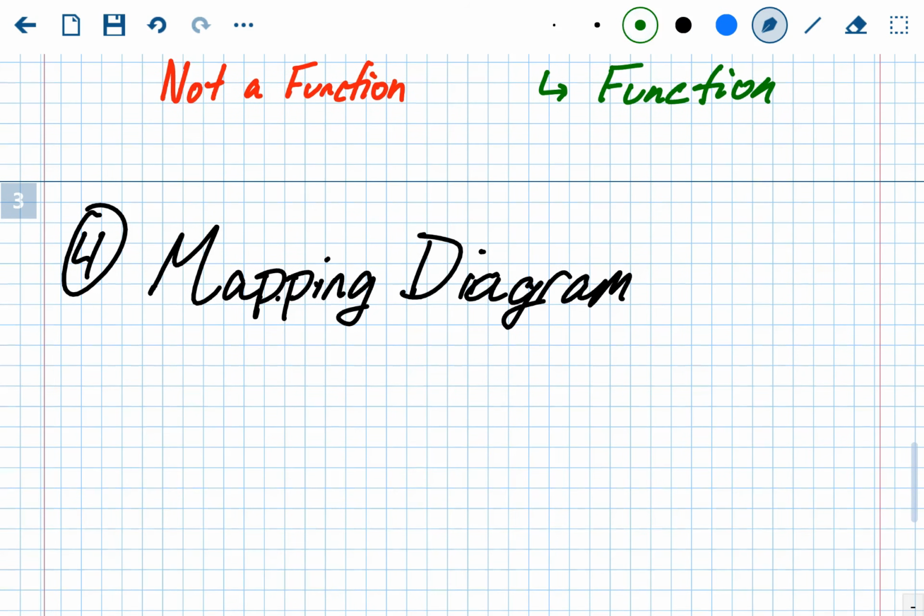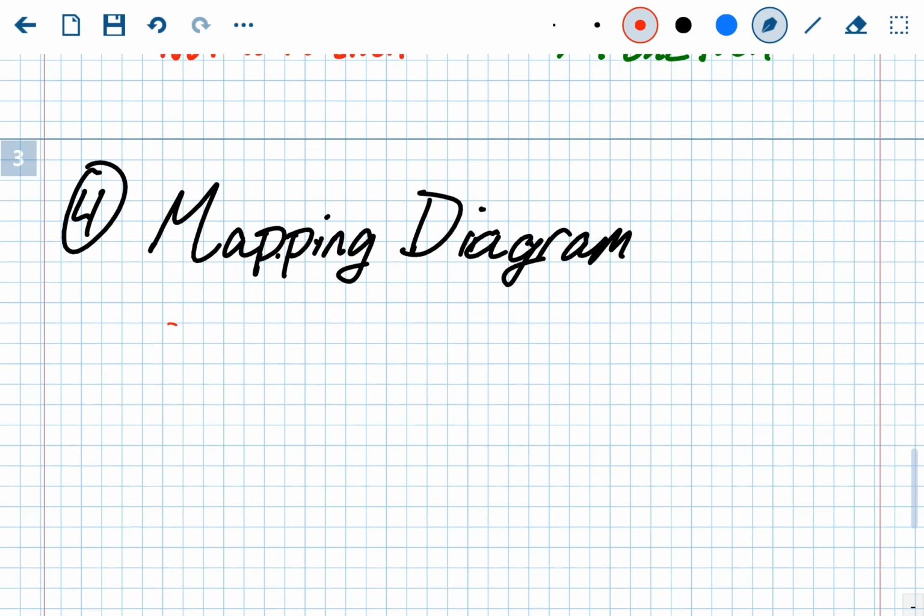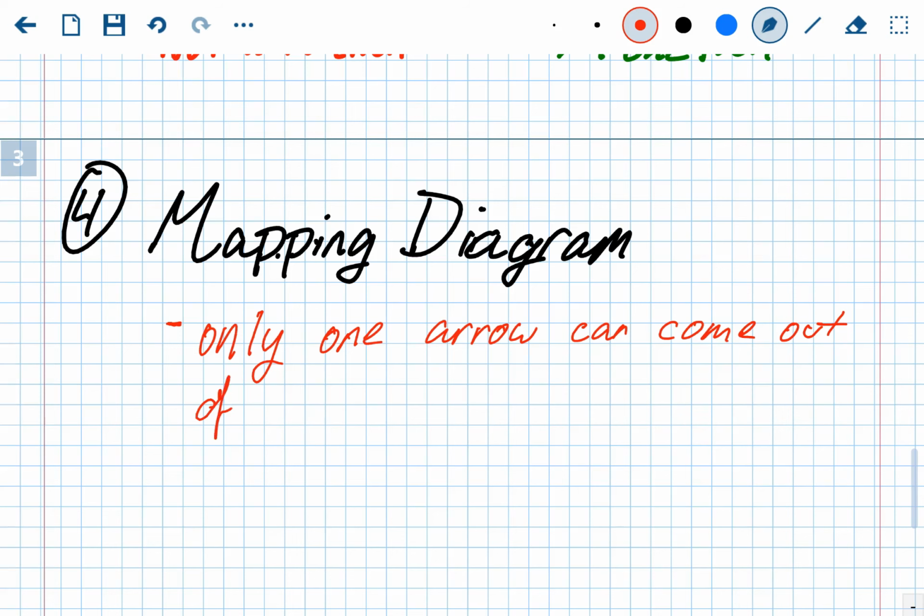In the mapping diagram, again, all of these are based out of the same definition, that each input can only have one output. Now, in a mapping diagram, remember, there were arrows pointing from the X circle to the Y circle, from the input circle to the output circle. Those arrows are important. For a mapping diagram to represent a function, only one arrow can come out of each X value.